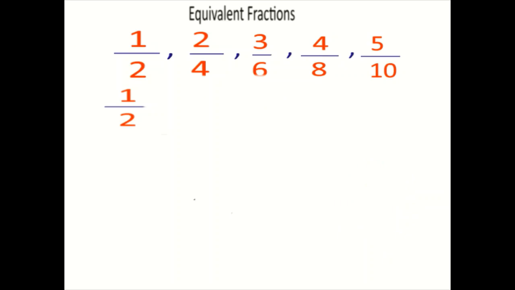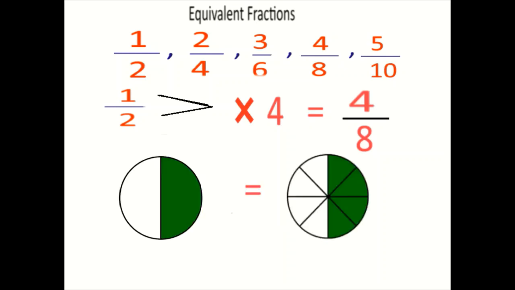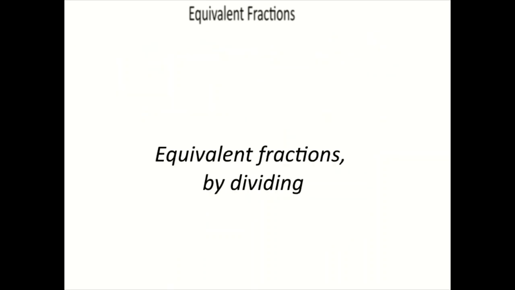When we multiply both numerator and denominator with 4, 1 into 4 equals 4 and 2 into 4 equals 8. Thus we will get 4/8. 1/2 and 4/8 represent the same proportion of the whole. So both are equivalent fractions. Till now we learned how to find equivalent fractions through multiplication. Now we can learn equivalent fractions by dividing.